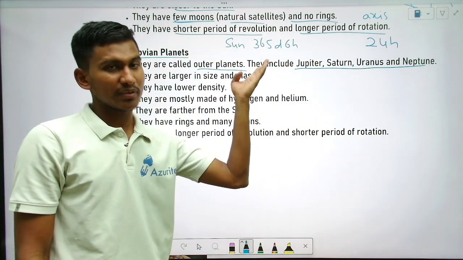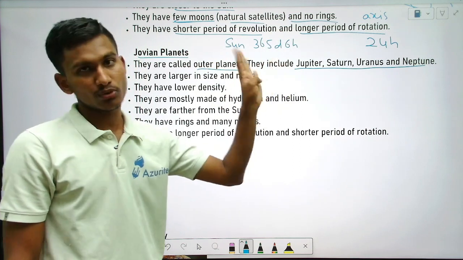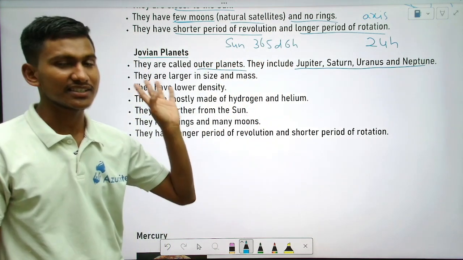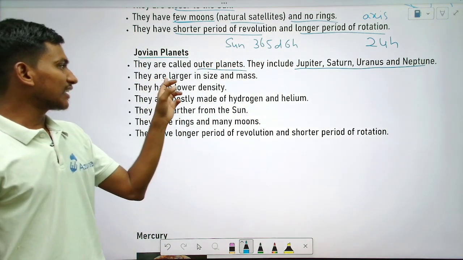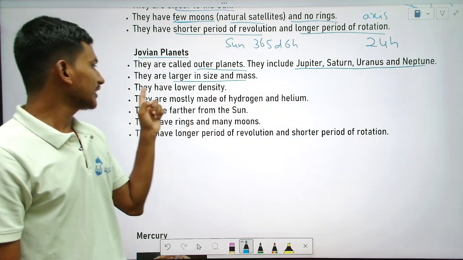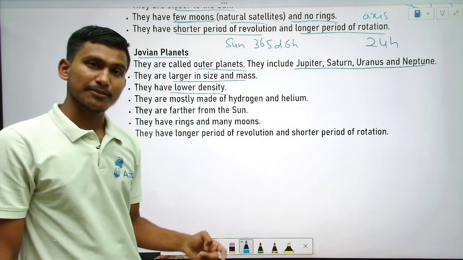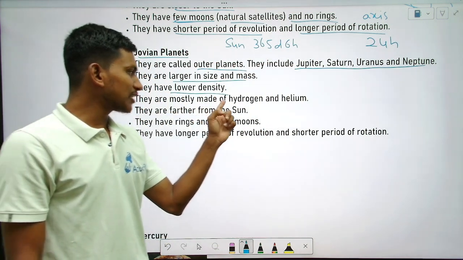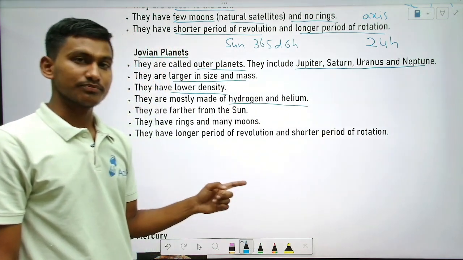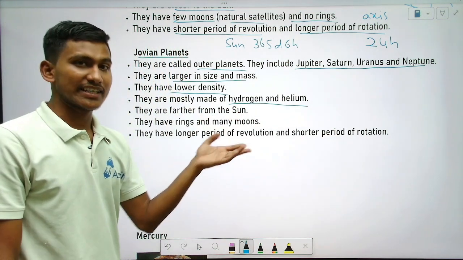They are 4 planets, that is terrestrial. Jovian are 4 planets. Okay, these are a little bigger in size, right? So they are larger in size and mass. They have lower density. They are mostly made up of hydrogen and helium. These are what? Lighter gases.